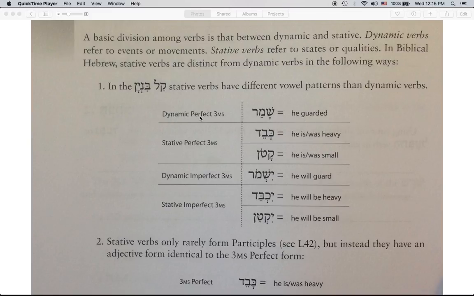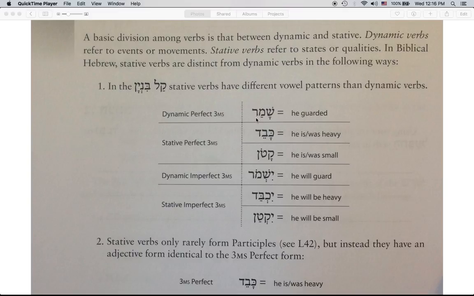The dynamic verb, or dynamic perfect in the Qal third masculine singular, is spelled qamets patach, shamar, and this is what we're used to seeing. The stative perfect third masculine singular alternative is either spelled qamets tsere or qamets holam. So if we are working with a stative verb, it is actually going to be spelled in a specific way. And this spelling will let us know that we're dealing with a stative verb.